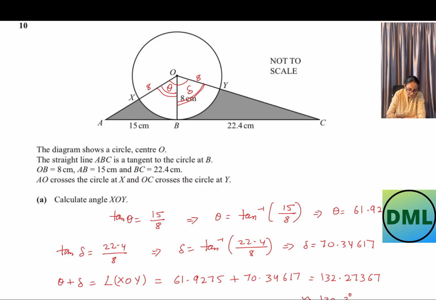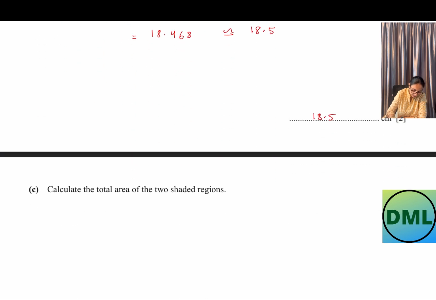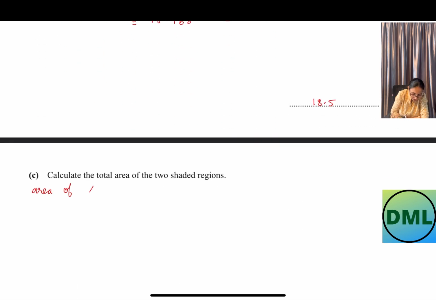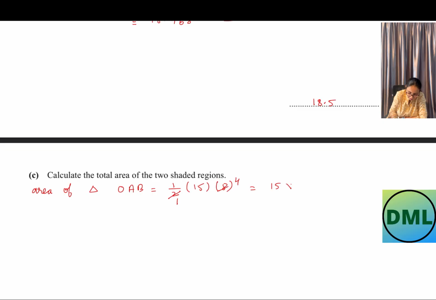Let's do it here. First, we will find out the area of the triangle OAB. Let's write down here. Area of the triangle OAB is given as half. Base is 15 and height is 8. Let's cancel this here. 2 with 8, it will be 4 here. My answer will be 15 times 4, which will be 60 here.